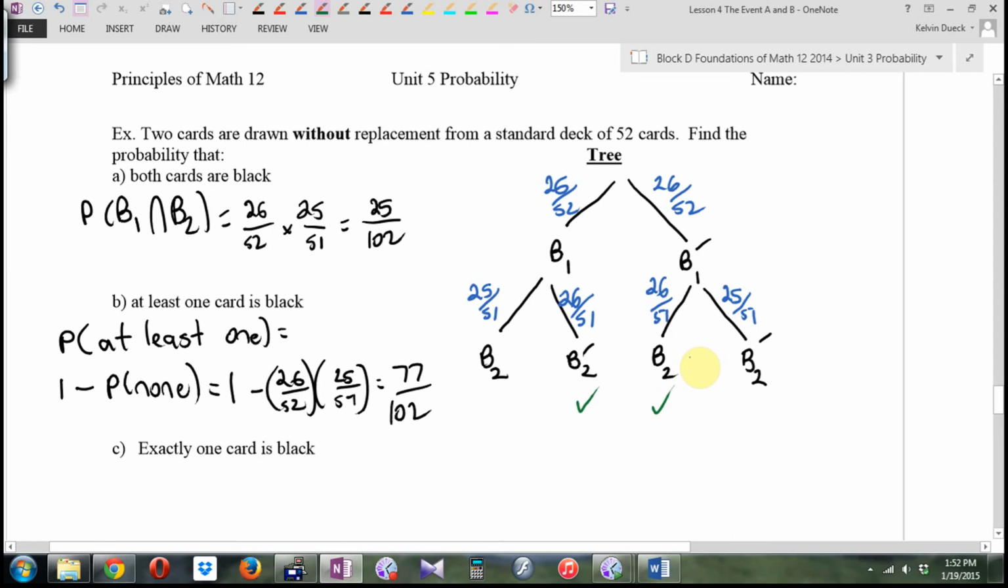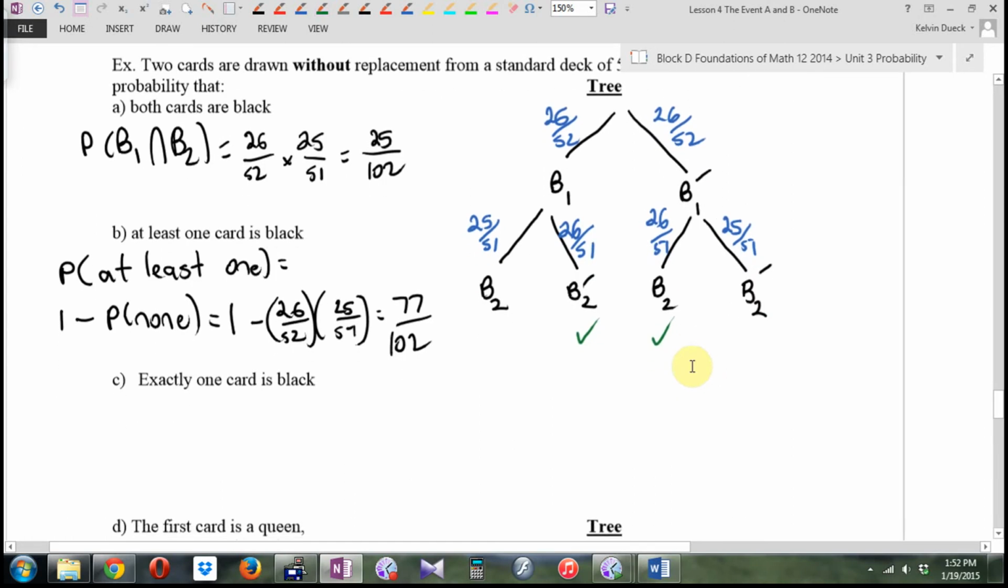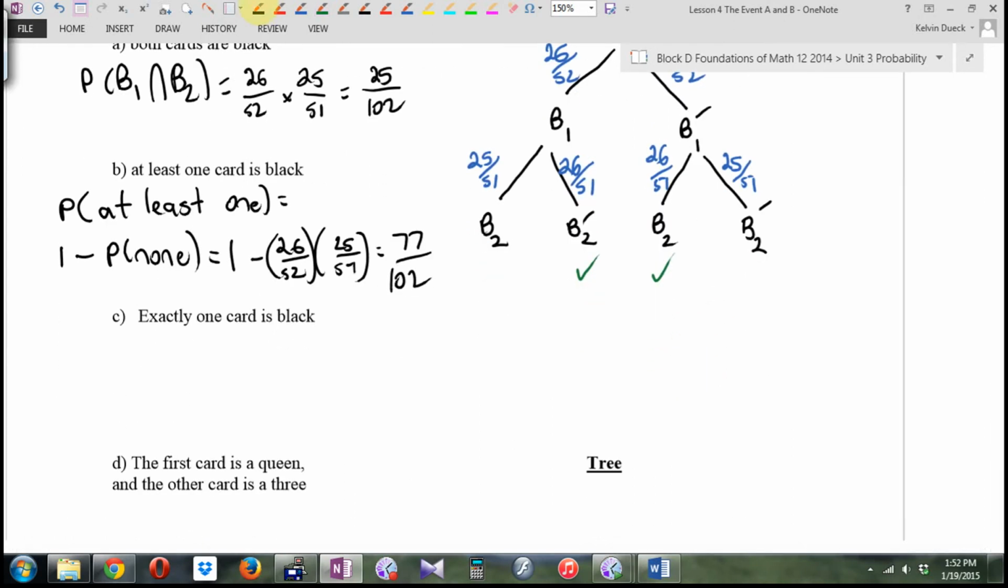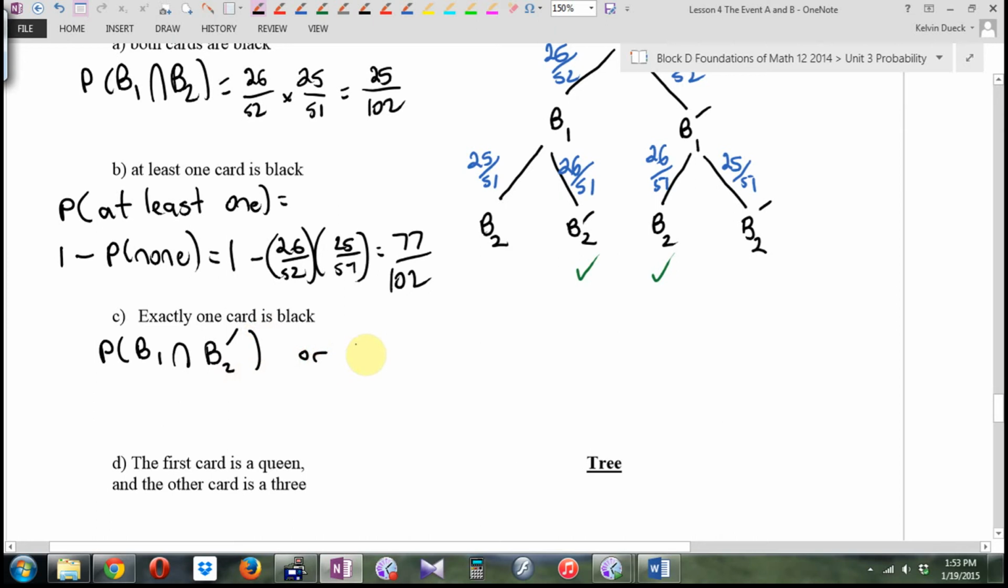Multiply down, add across. Now, in notation, it's really saying black on the first and non-black on the second, or non-black on the first and black on the second. That's really what we're saying in the notation.